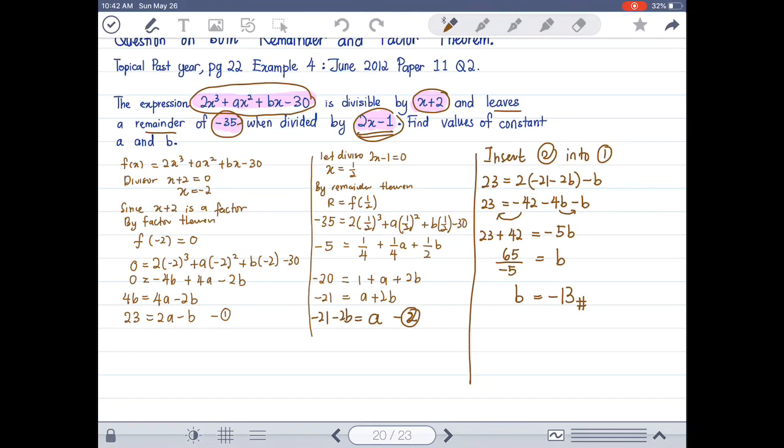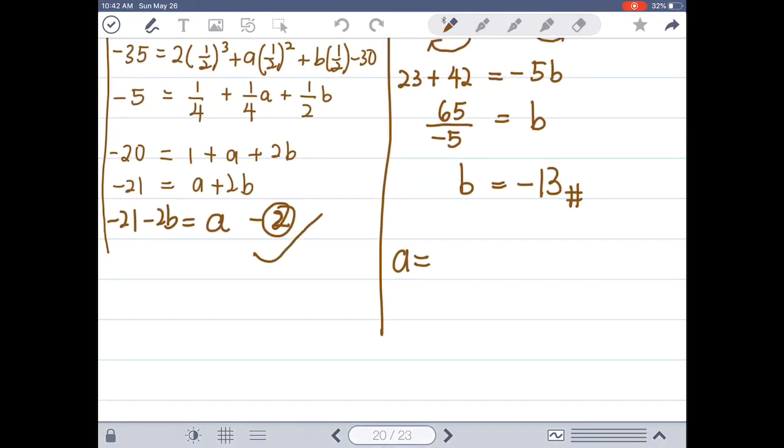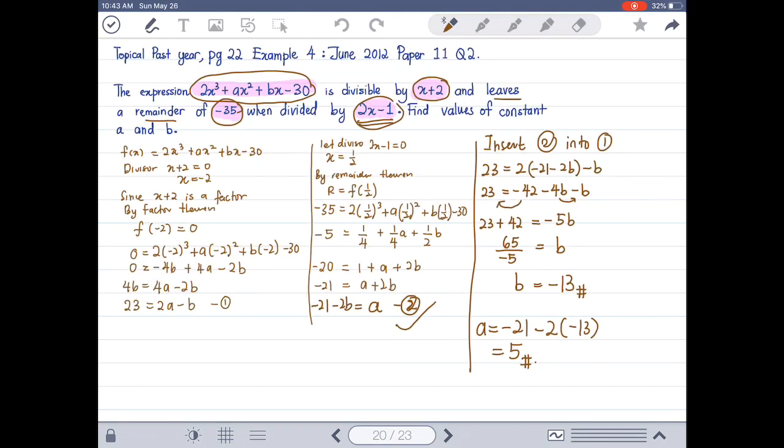Now we already find the value of b. We can find the value of a. A is just equals to negative 21 minus 2 times b, which is negative 13. We should get 5. Ta-da! So b is negative 13 and a is equals to 5.